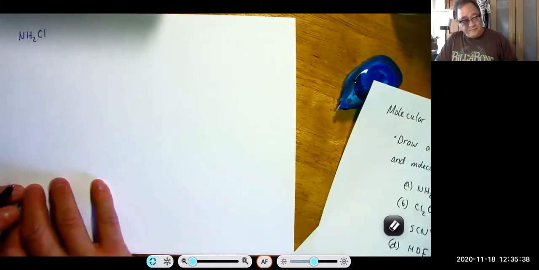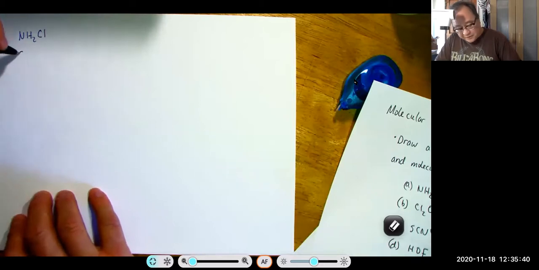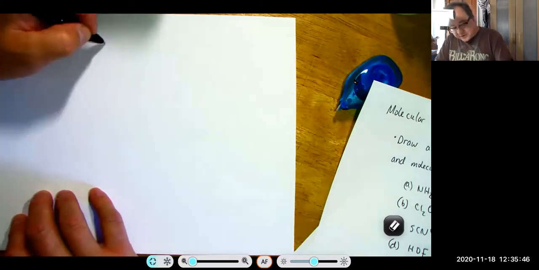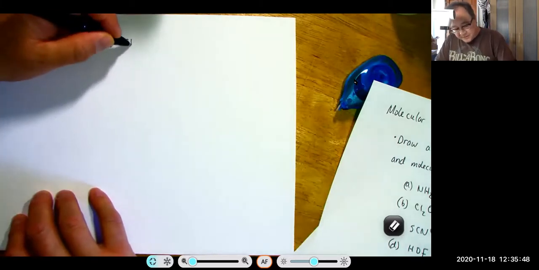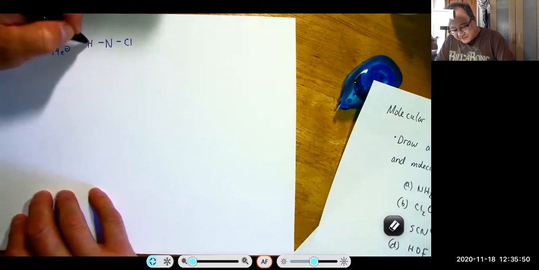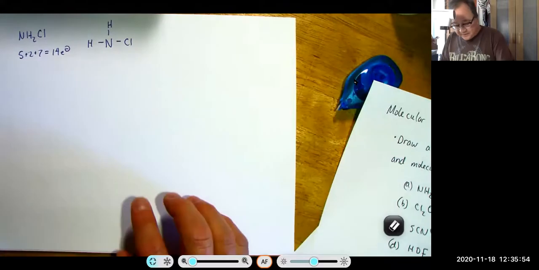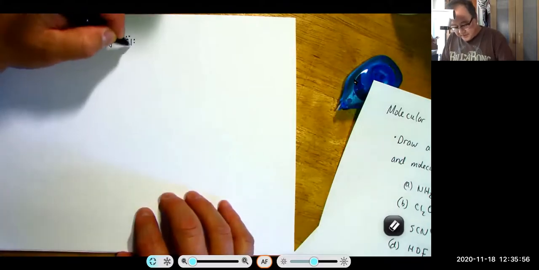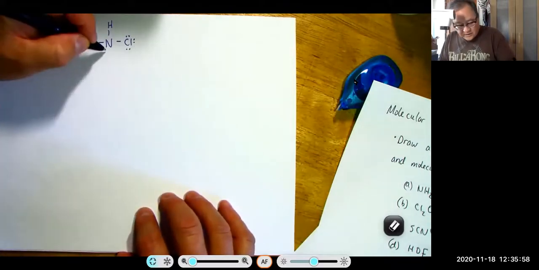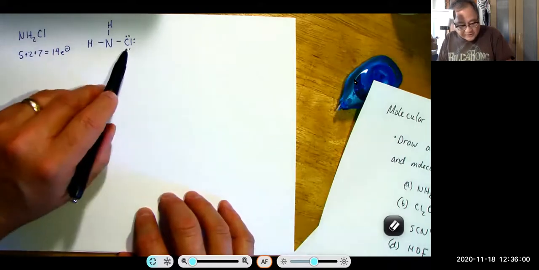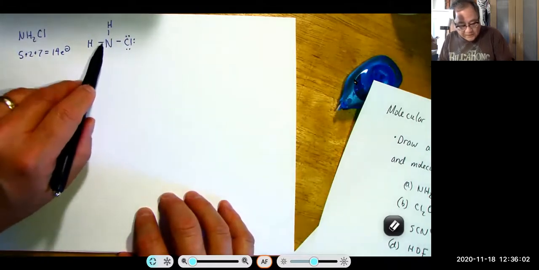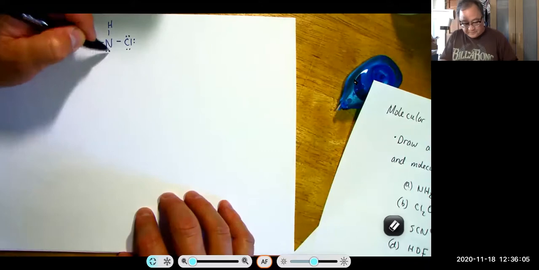NH2Cl. 5 plus 2 plus 7, for a total of 14 electrons. You're going to put nitrogen in the middle because it's the least electronegative other than hydrogen. Hydrogen can't be in the middle. And when we take a look here and count electrons, 2, 4, 6, 8, 10, 12, we need 2 more. We put them on nitrogen.